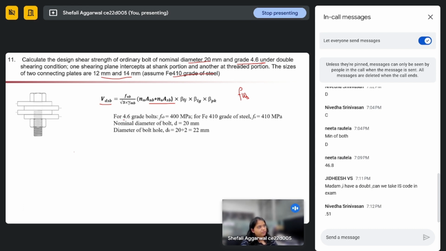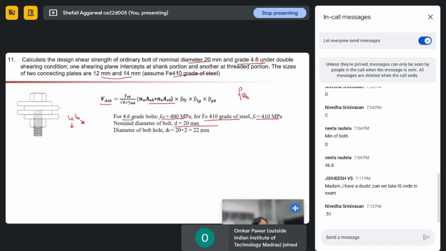Let me start it. For 4.6, I think we have already studied about this. If 4.6 is there, then this 4 will represent the ultimate strength of our bolt. So 4 will give us ultimate strength as 400, and this 6 will give us the ratio of yield strength to the ultimate strength, 0.6. And so fub will be 400. Then for Fe 410, fu will be 410.